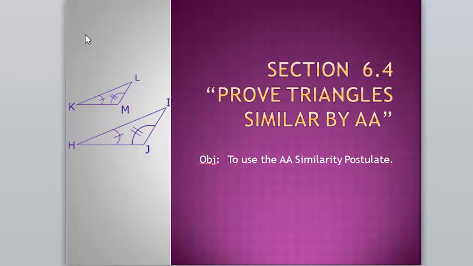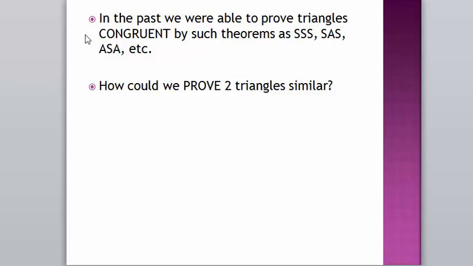Alright, the section is 6.4. The title is Prove Triangles Similar by AA. Go ahead and write that down. So in the past we've talked about how to prove triangles are congruent. We had SSS, SAS, ASA, HL, and so on and so forth. But what we now want to do is how can we prove triangles are similar? And hopefully in class we were able to convince you of what it takes to prove triangles are similar. Now we'll go ahead and formally write that down.